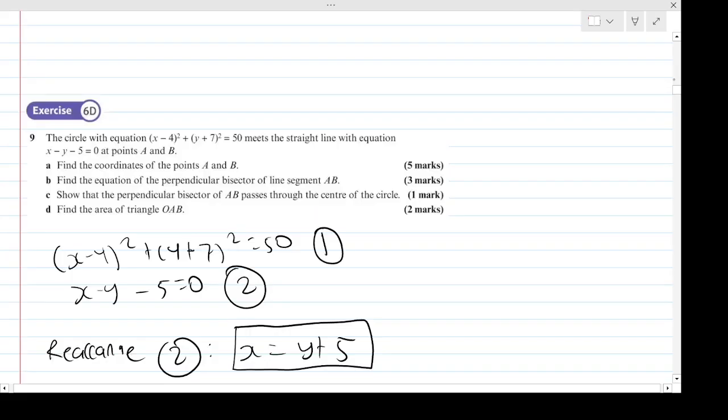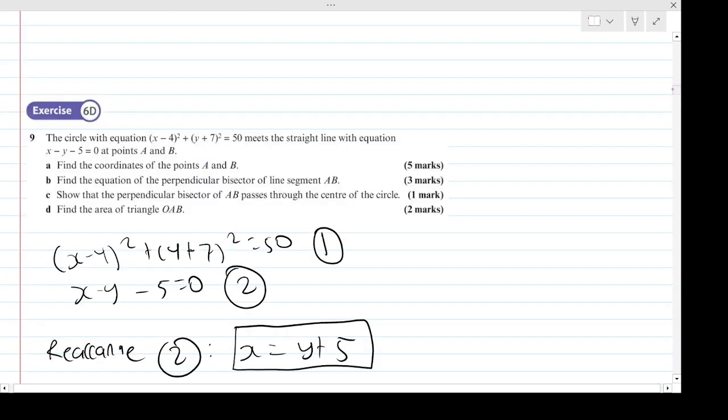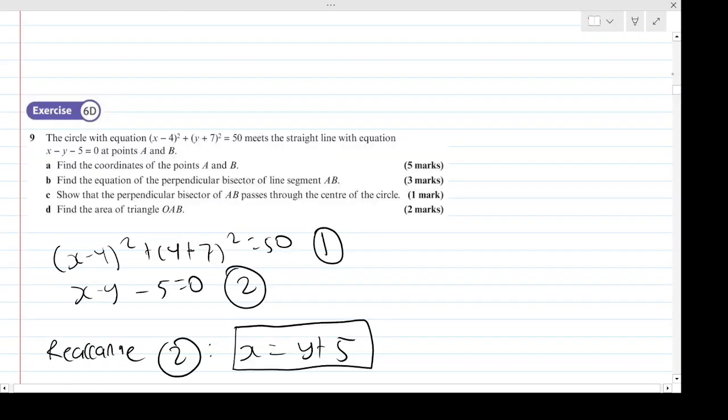Now it said that the coordinates are points A and B, but I don't see how we know which one is A and B. They've not told us any information to distinguish, I don't think, between the points A and B, to tell these 2 points apart. So I'm just going to leave it there, okay? I guess that's the solution part. Those are the 2 points or coordinates where the line meets with the circle, okay? So that's part A. Part B then says, find the equation of the perpendicular bisector of the line segment AB.